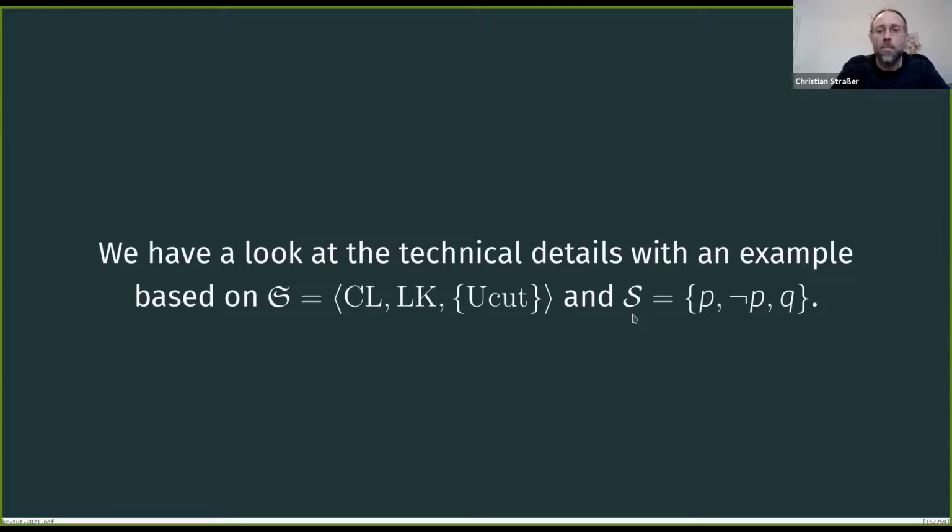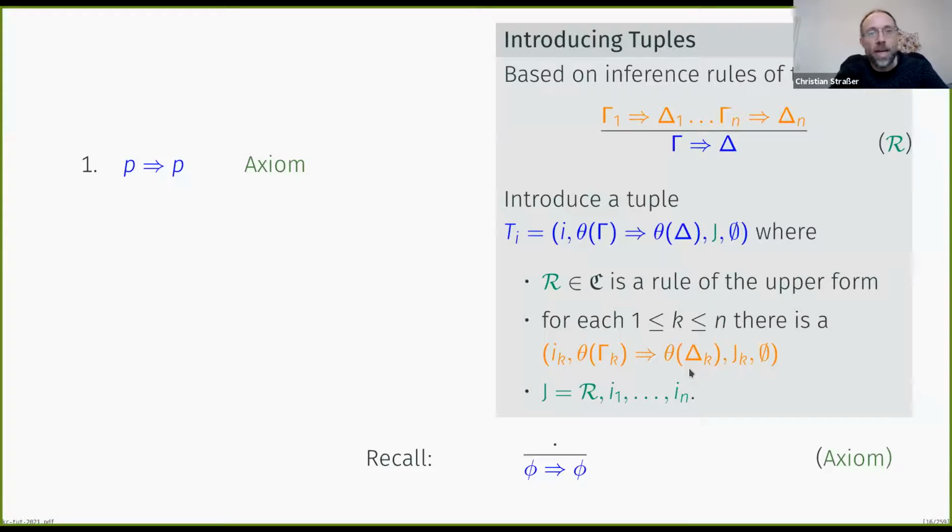Now, for the first example, my set of information will be simply P, not P, and Q. So what you expect to derive here is Q, but not P, and not P, because there you have the conflict. Okay, so let's look at the notion of a simple derivation.